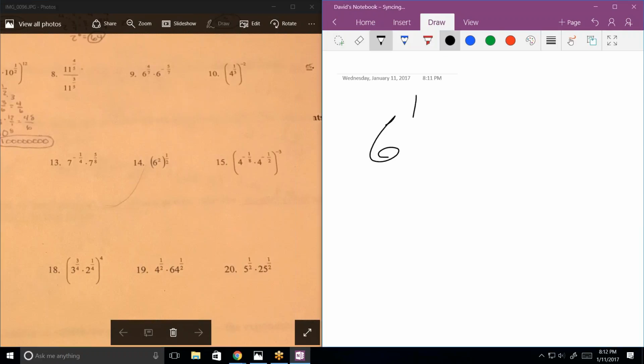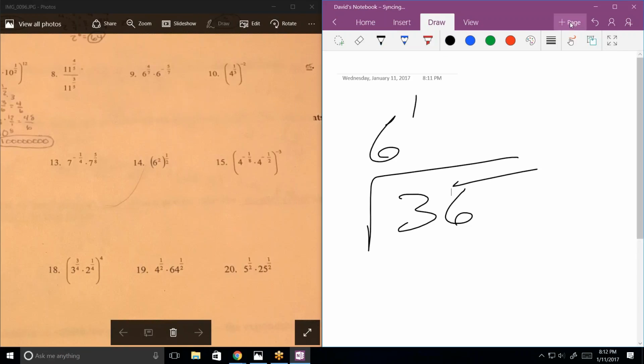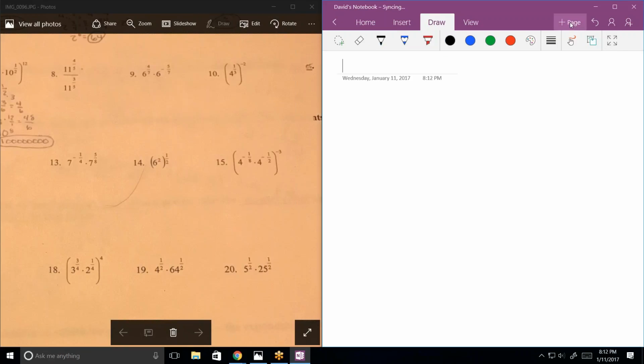Whereas if you do it your way, you got to get to 36, and then you got to take the square root of 36. So you might not know what the square root of 36 is, but you sure know how to do it the first way. For sure. Cool. Number 15.